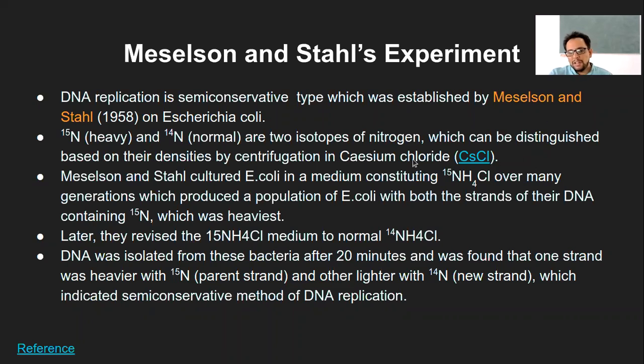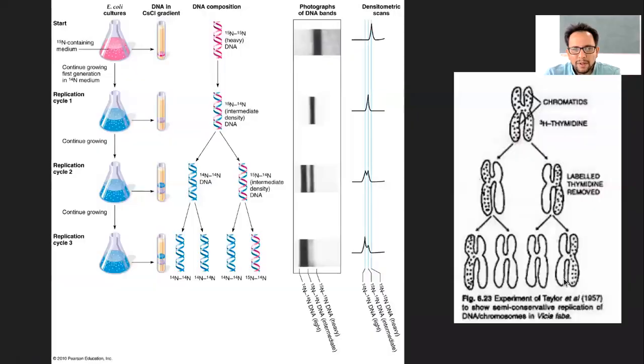Now in this case, all the parent strands have been changed to N15 because of several generations of culture growing with N15, and now we have replaced it with N14. So some of the new strands that are forming will have this N14, which indicated the semi-conservative method. Now I can go back to that diagram.